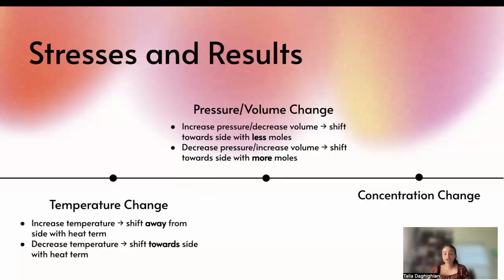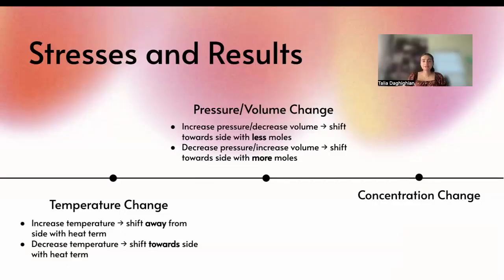And the reverse happens if we apply the reverse stress. So if we decrease pressure, which increases volume or increases the size of our figurative box, then we shift towards the side with more moles. And if we give our reaction more space to happen, it's going to shift towards the side with more stuff to fill that space.